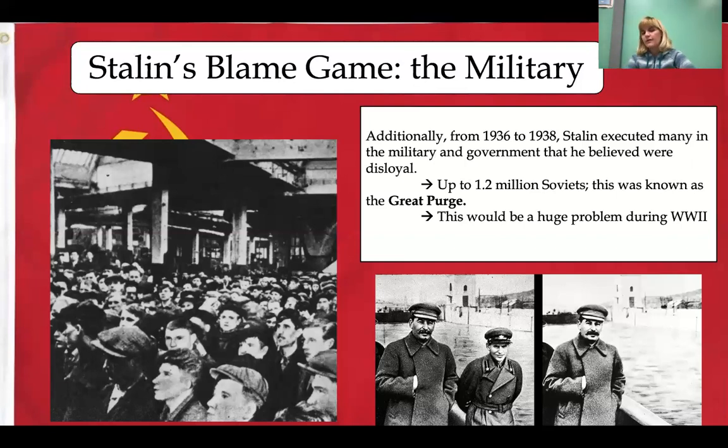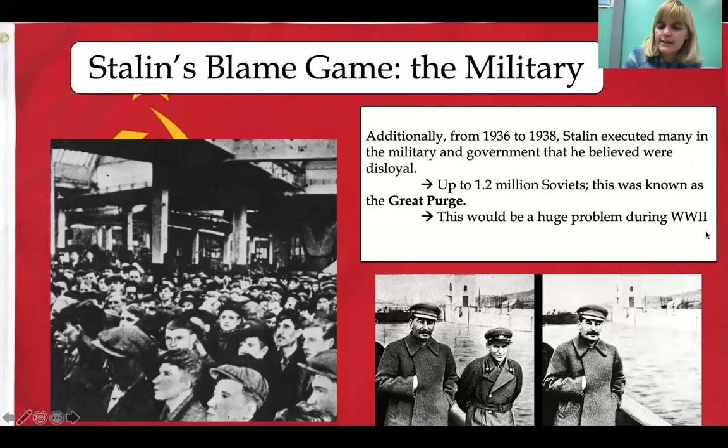Funny story, not on these slides. He also executes his doctors. So the doctors that tell him things he doesn't want to hear. So towards the end of his life, he has a stroke, and there are no doctors left to save him. So yes, Stalin will get his in the end. We just have to wait until he does some really awful things first.